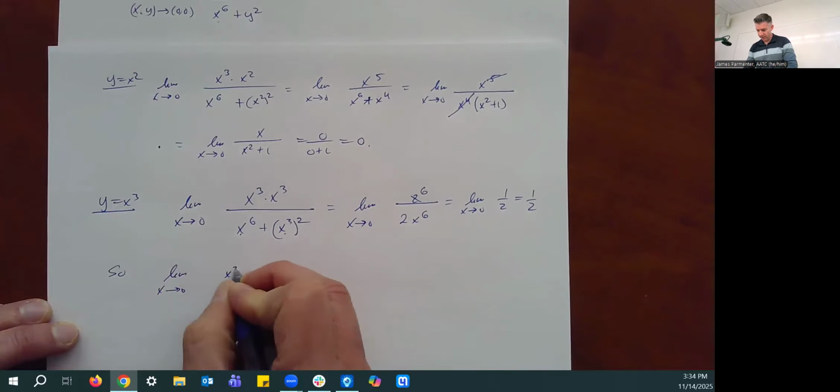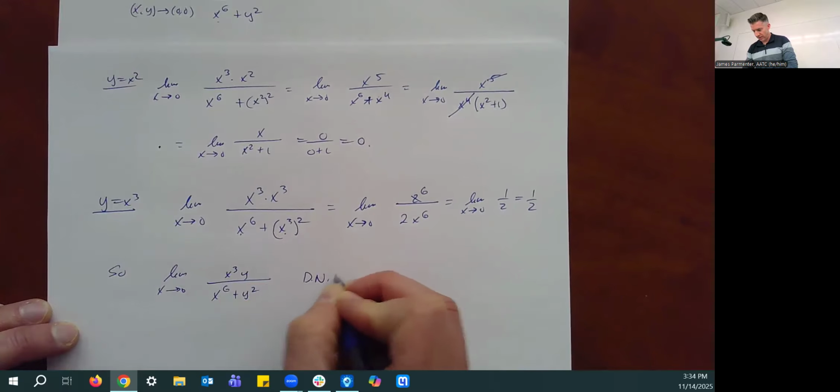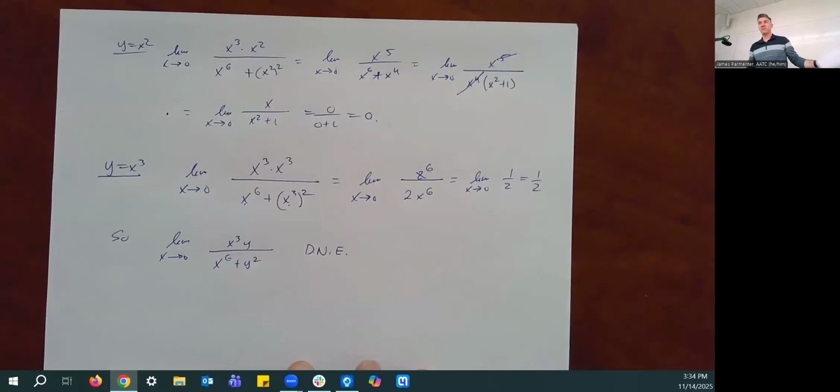But it is kind of a pain to have to think of what the right path is that makes it work out. Question, yeah.